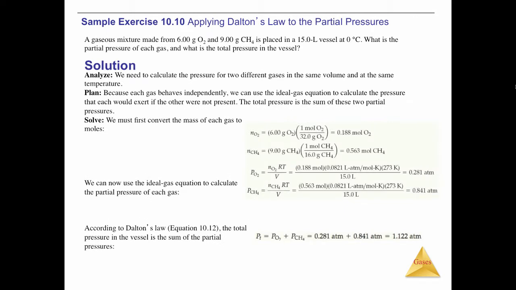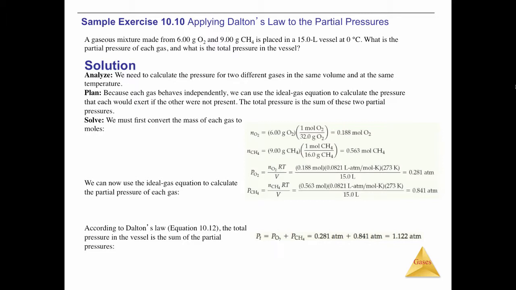A gaseous mixture made from 6 grams of oxygen and 9 grams of methane is placed into a 15-liter vessel at 0 degrees Celsius. What's the partial pressure of each gas, and what is the total pressure in the vessel? We need to calculate the pressure for 2 different gases in the same volume and at the same temperature. Because each gas behaves independently, we can use the ideal gas equation to calculate the pressure that each would exert if the other were not present. The total pressure, then, is the sum of these 2 partial pressures.